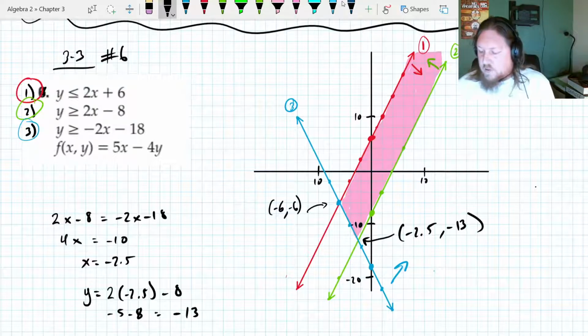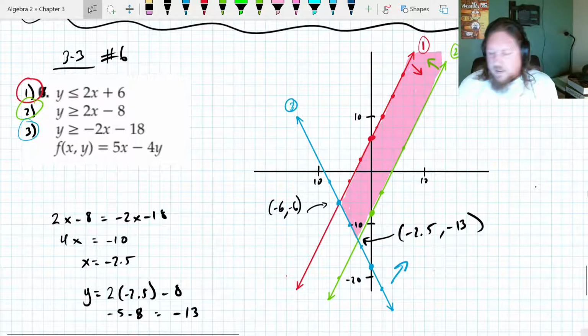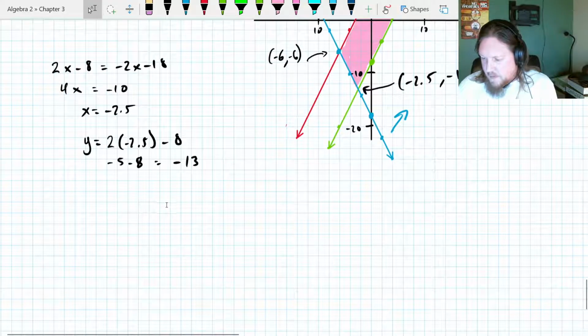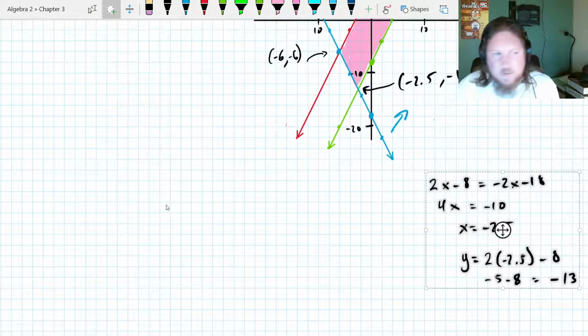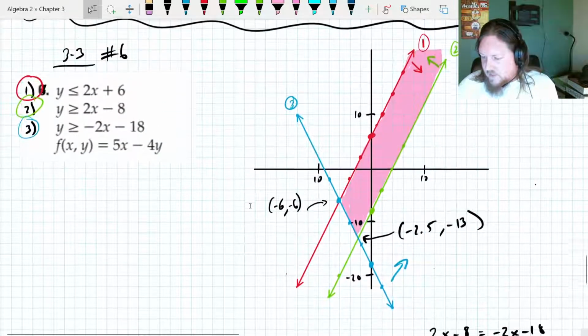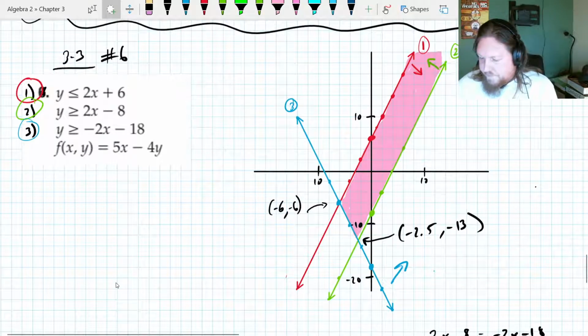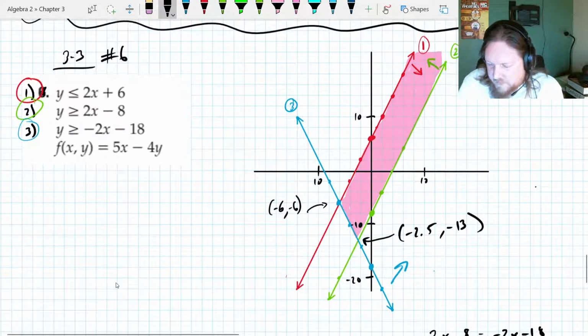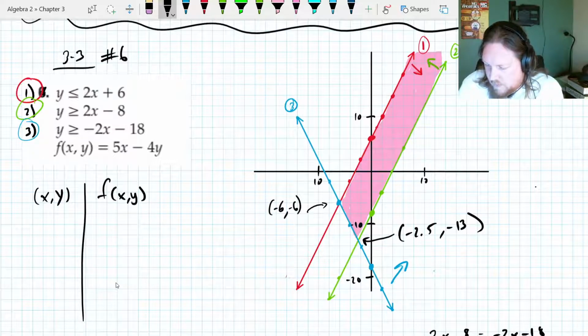All right, so those are my two vertices. Now I need to check them in the function. And what I'm going to do to kind of save screen space here is this is work that should be saved here if I'm solving that one, but I'm going to kind of just shuffle it off to the side so I can keep everything here on the same screen. All right, so I've got my 2 points, and I'm checking it into the function f of x, y, 5x minus 4y.